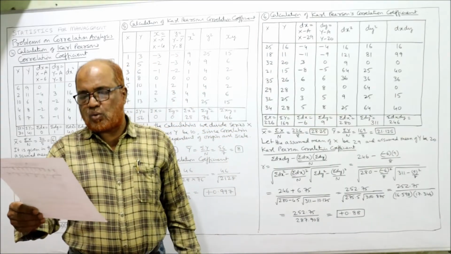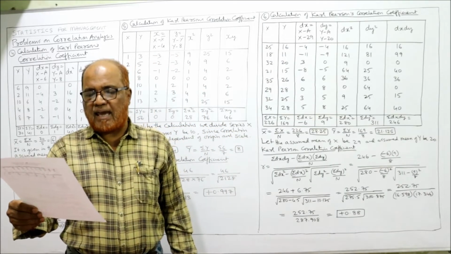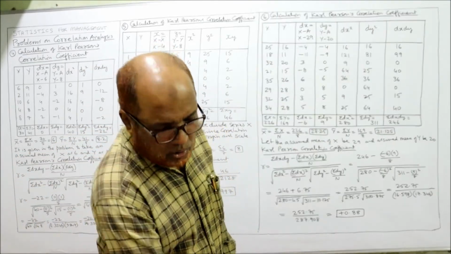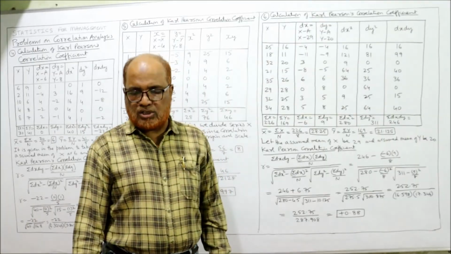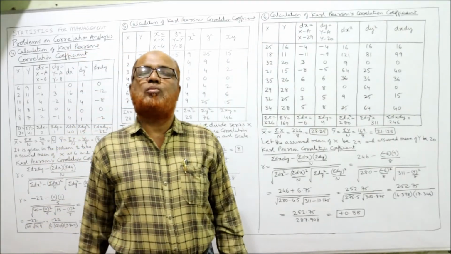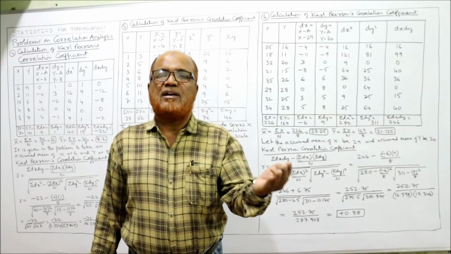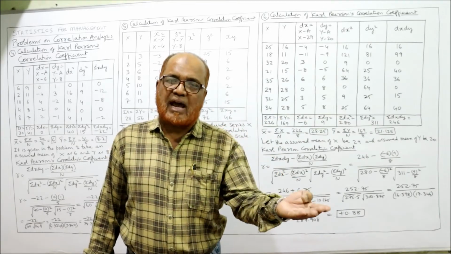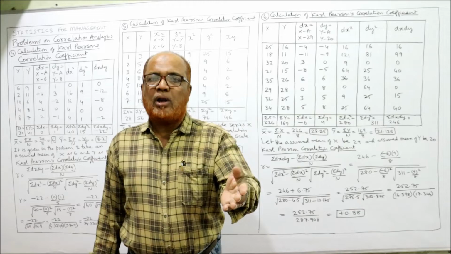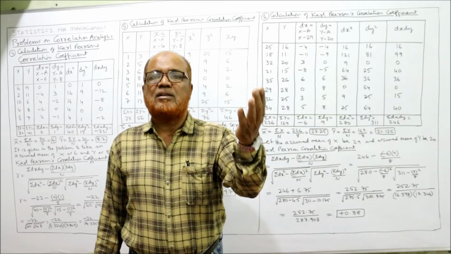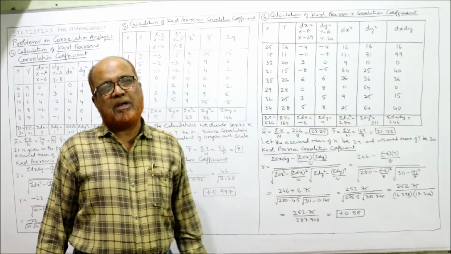Next problem, 7th one. Calculate Karl Pearson's correlation coefficient from the following data. X values are given, y values are given. So we don't know whether we can take the deviations from actual mean or assumed mean. First we have to calculate the mean and see whether it is in whole number or in fraction. If it is in whole number, take the deviations from actual mean. If it is in fraction, take the deviations from assumed mean.